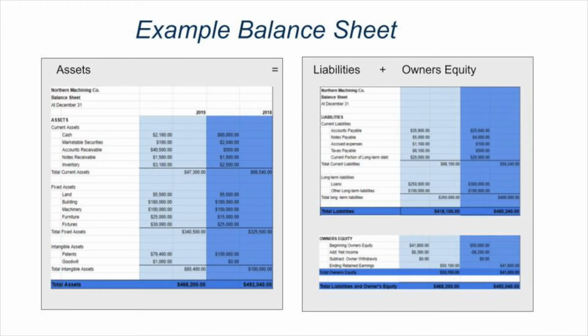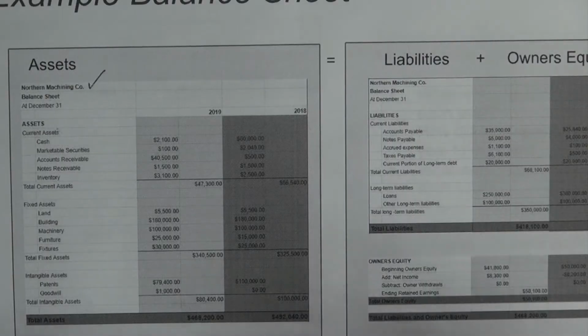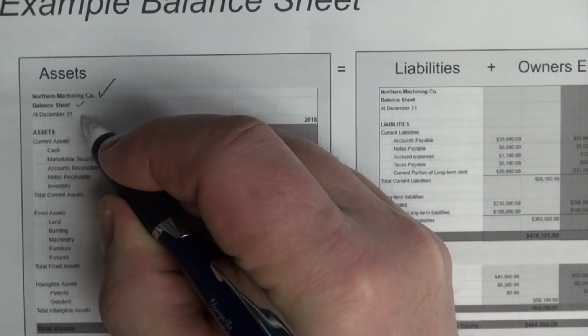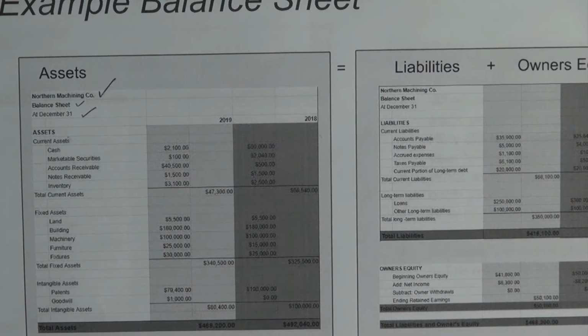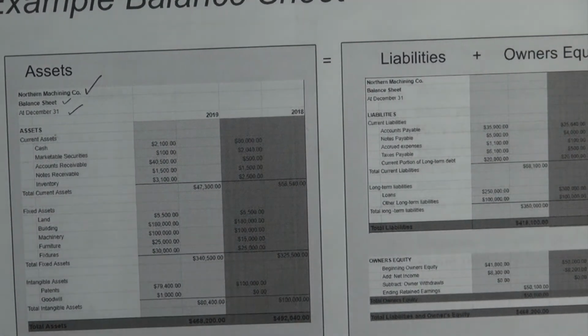Now, Northern Machining is a separate entity from its owners. So we consider the entity concept, meaning that what we're doing is measuring the value of this business separate from its owners. This is a snapshot document because you will notice that Northern Machining is a balance sheet at December 31st. The reason that we pick a day is this is the end of their accounting cycle. So we do a measurement. The business is ongoing, so we do a measurement at the end of its year.